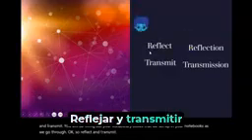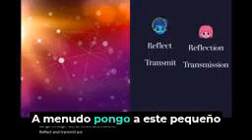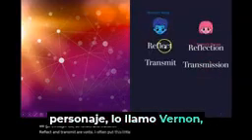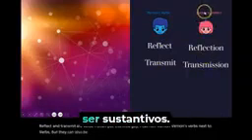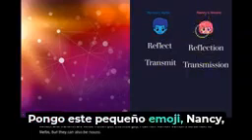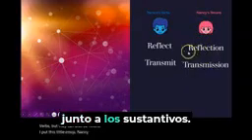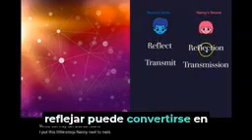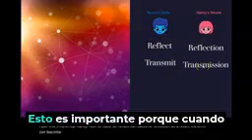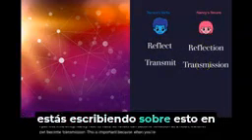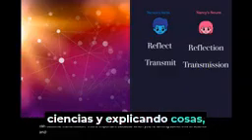Reflect and transmit are verbs. I often put this little guy, I call him Vernon, Vernon's verbs, next to verbs. But they can also be nouns. And I put this little emoji Nancy next to nouns. So reflect can become reflection as a noun. Transmit can become transmission. This is important because when you're writing about this in science and explaining things, you often need different forms. Okay?